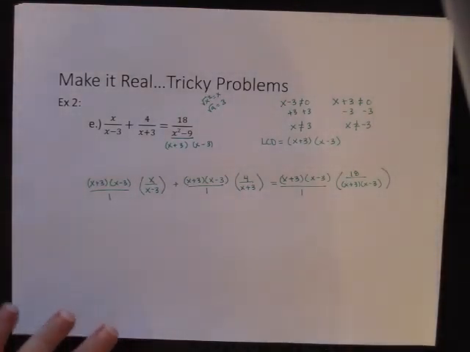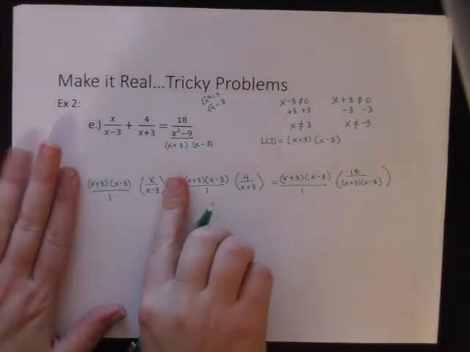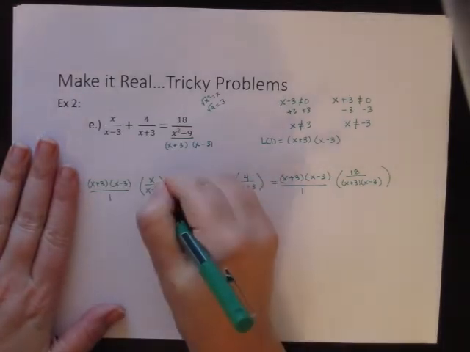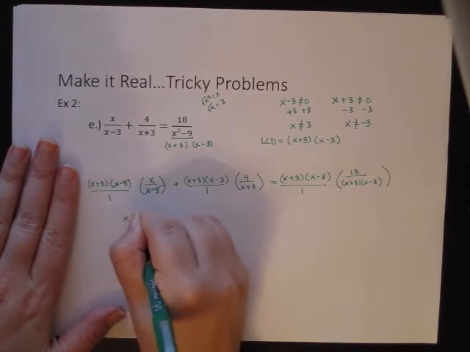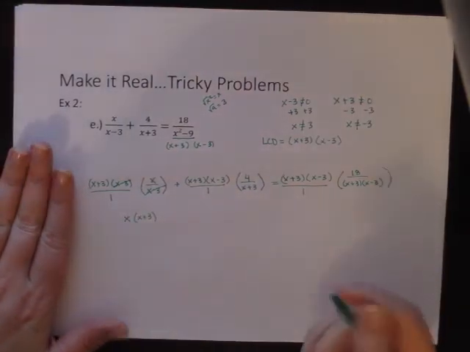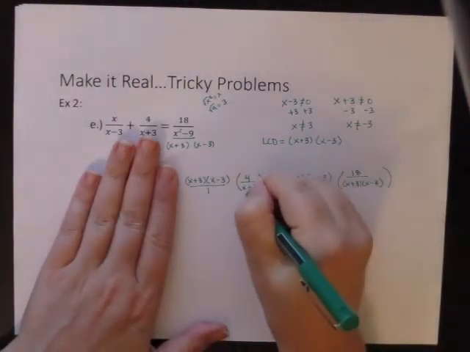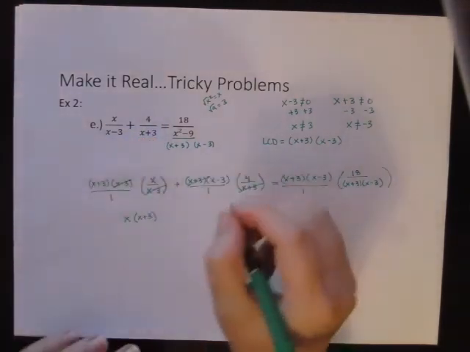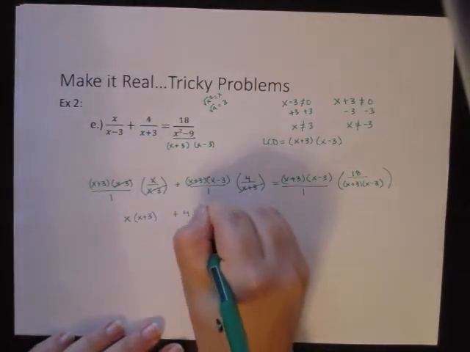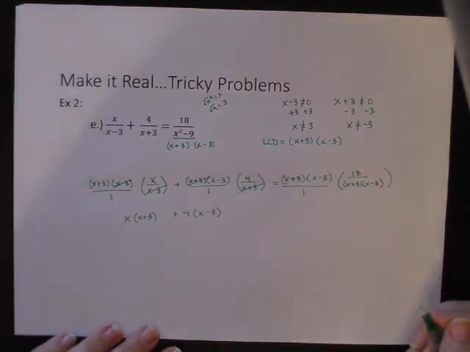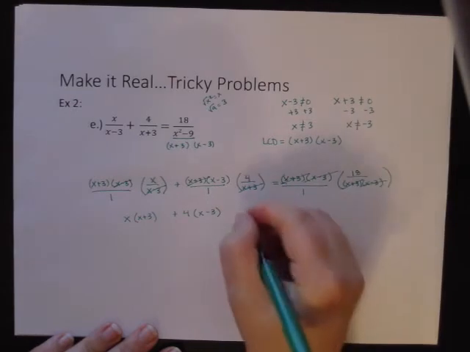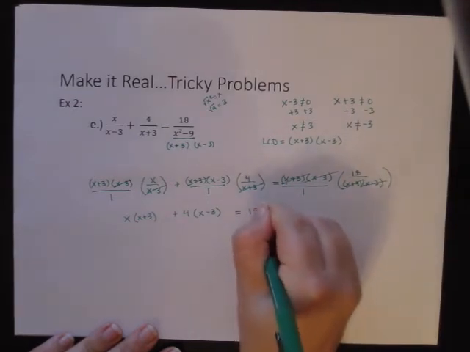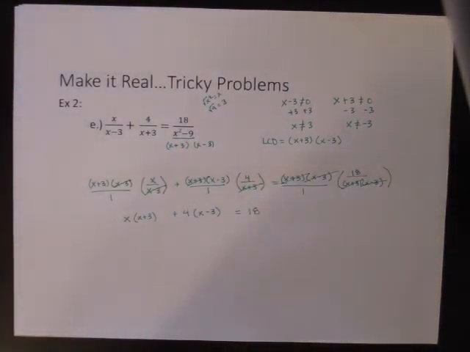Okay, now I'm going to look to cross cancel. When I look at these two rational expressions, what I can cross cancel is the x minus 3. So I'm left with x times x plus 3. When I look at my second group, the x plus 3's cancel out. So I'm left with plus 4 times x minus 3. And then when I look at my last group, the x plus 3's cancel out and the x minus 3's cancel out. So I get equals 18. Okay, now I've just got to solve this.